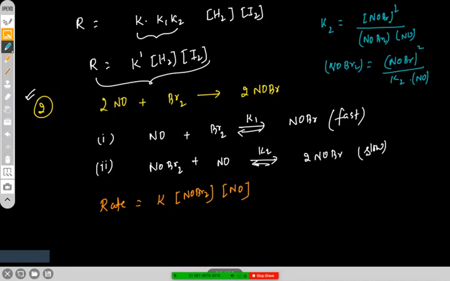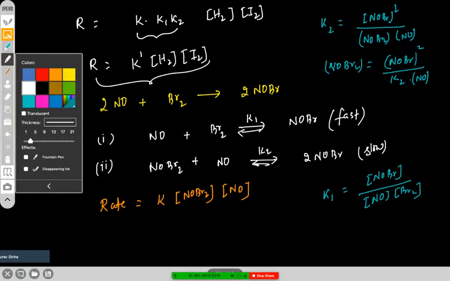This NOBr2, now we have got in terms of NOBr, which we can further write, because you see NOBr is here, which we can further write K1 is equal to concentration of NOBr divided by NO into Br2. So this NOBr we can replace as K1 into this. I'll just substitute into this one. You'll get a simple expression: K into NOBr square divided by K2 into NO. So this NO and this NO would get cancelled. And then NOBr square we can substitute as K1 into NOBr2 whole square.